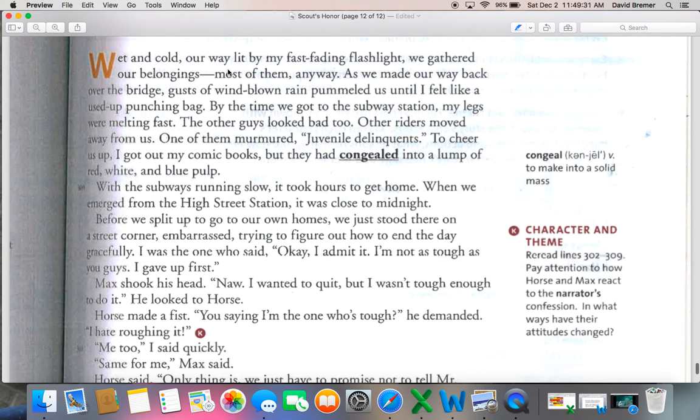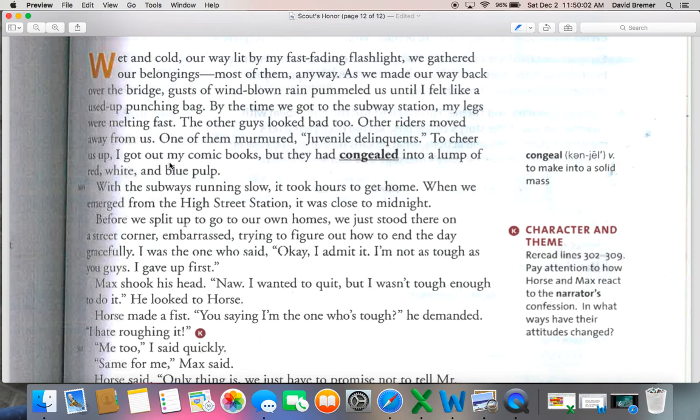Wet and cold, our way lit by my fast fading flashlight, we gathered our belongings. Most of them, anyways. As we made our way back over the bridge, gusts of wind-blown rain pummeled us until it felt like a used up punching bag. By the time we got to the subway station, my legs were melting fast. The other guys looked bad too. Other riders moved away from us. One of them murmured, "Juvenile delinquents."